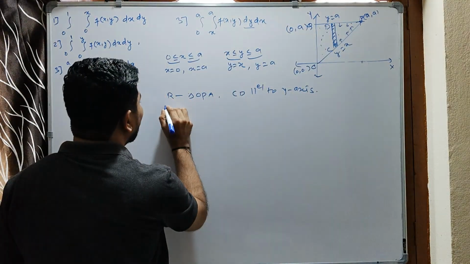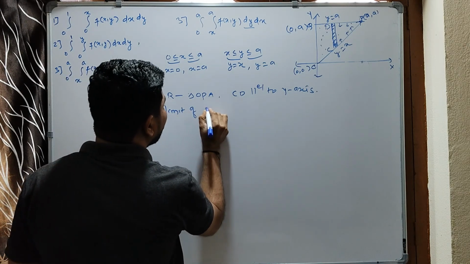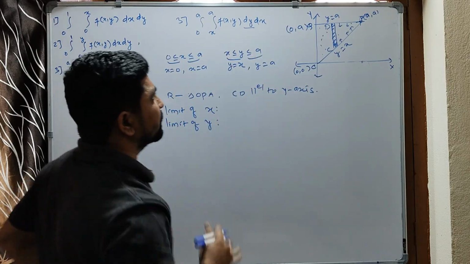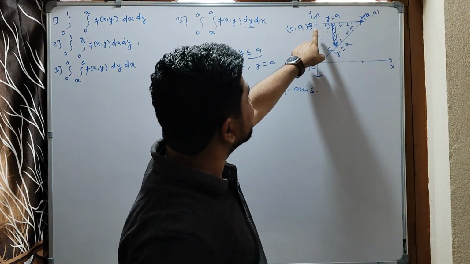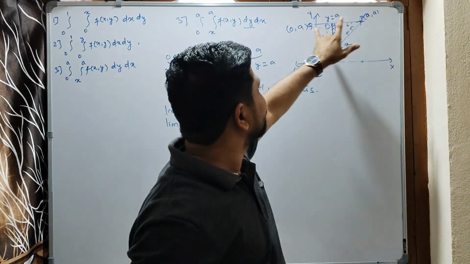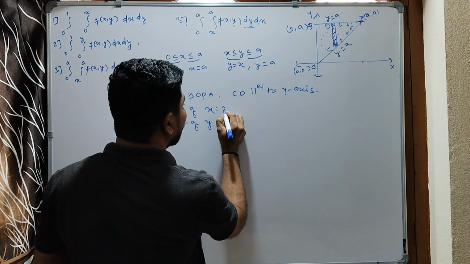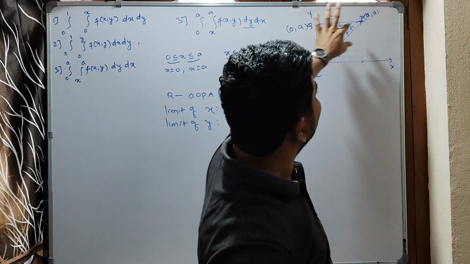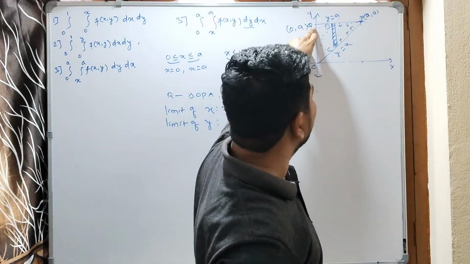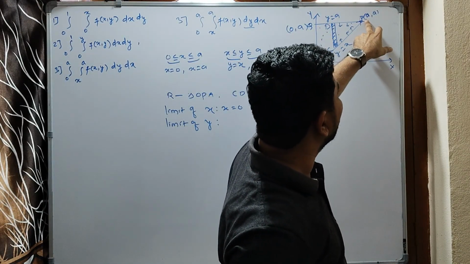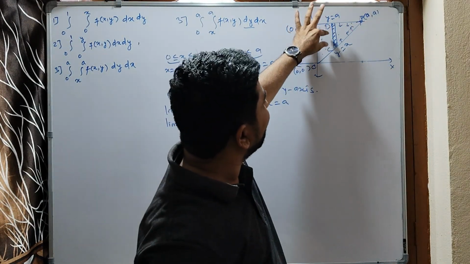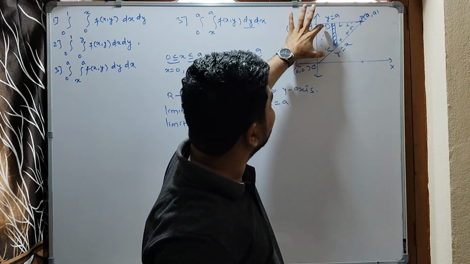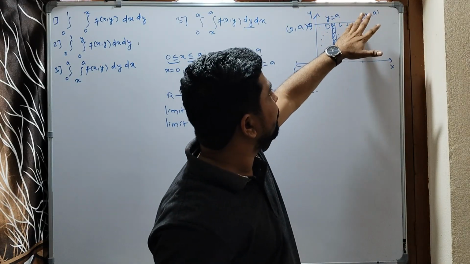Now how do we write the limits of x and the limits of y corresponding to this strip CD? The limits of x run along the x axis, from x equals 0 to x equals a. Here on the y axis x equals 0, and up to this point x equals a. I want to cover this triangle with the help of this strip, so first I will move this strip to cover this region.